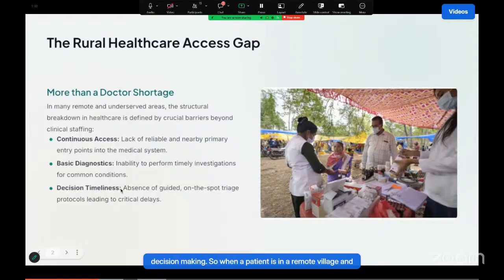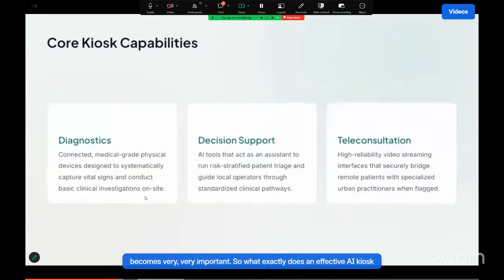So when a patient is in a remote village and they have to travel hours just for a basic checkup that we basically get at our local hospital, the care is delayed and preventable conditions unfortunately escalate. So this is where a localized digital intervention becomes very, very important.